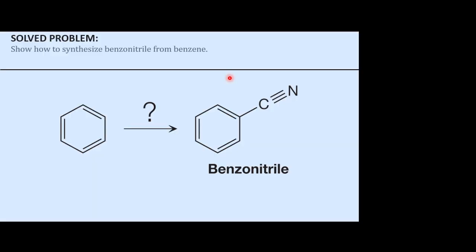Okay, so show how to synthesize benzonitrile from benzene. So we're going to be using that pathway we just did, right? But you just have to do the overall reaction portions.